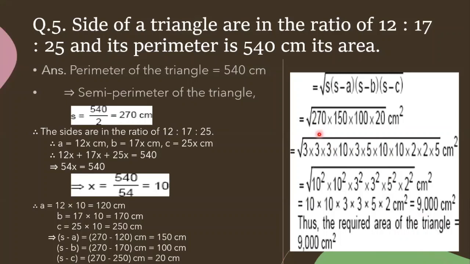See here. 270, 3 into 3 into 10. 150, 3 into 3 into 10. This 100 should be 10 into 10. So here only one 10 is there. One 10 is missing, but this step is correct. Am I clear, children? So our fifth question answer is 9,000 square centimeter.